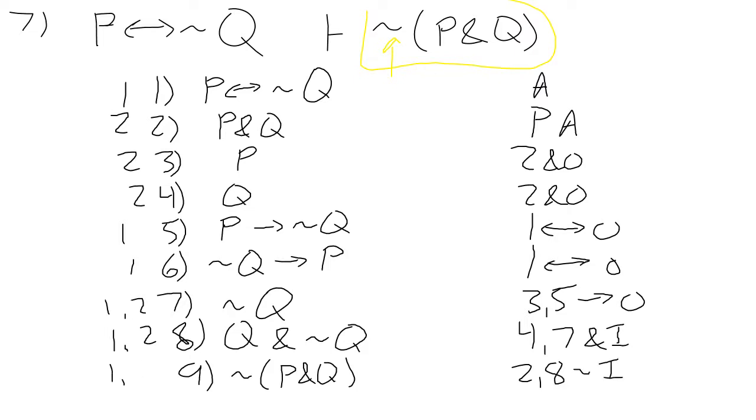But remember, when we do tilde in or tilde out or arrow in, we remove the PA and we just reduce it down to the other assumptions necessary. So that is problem 7.